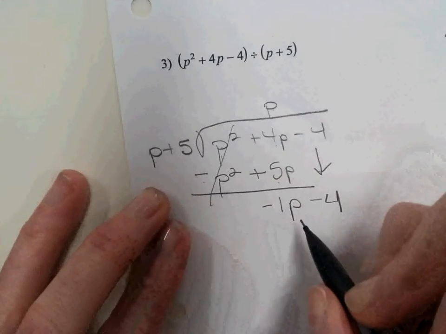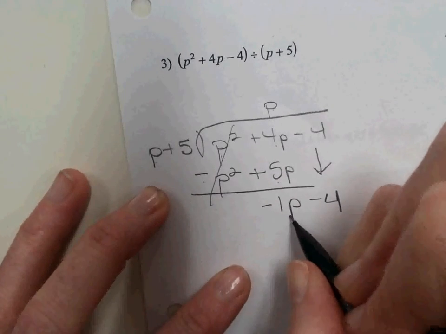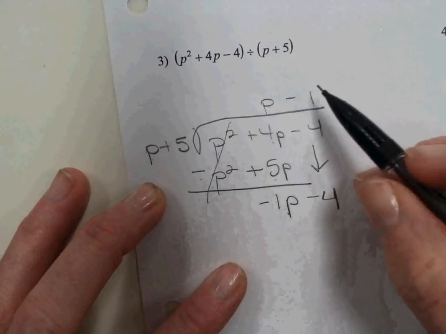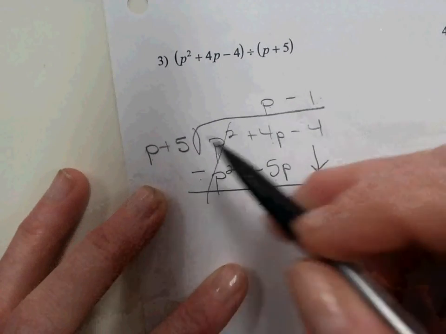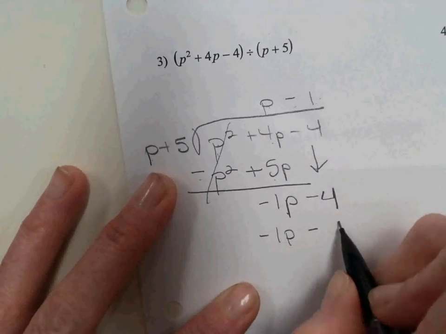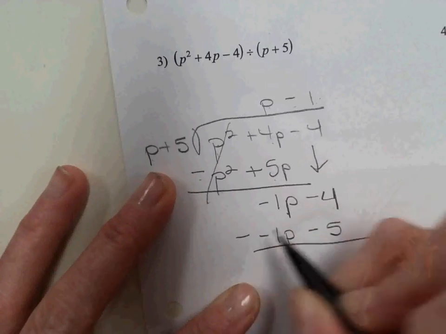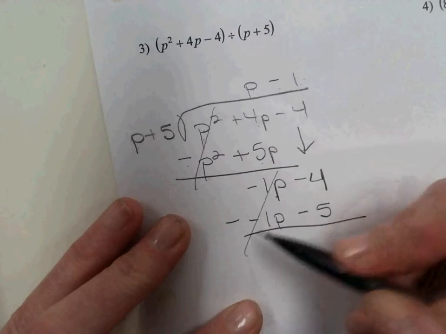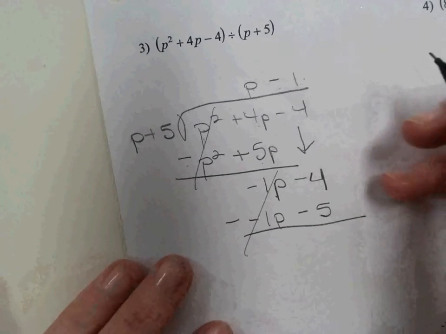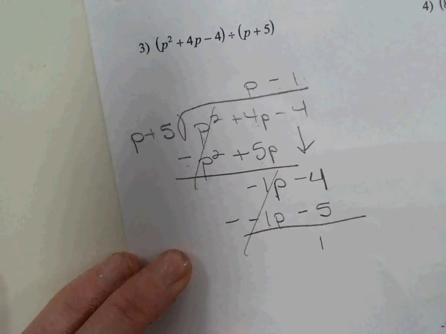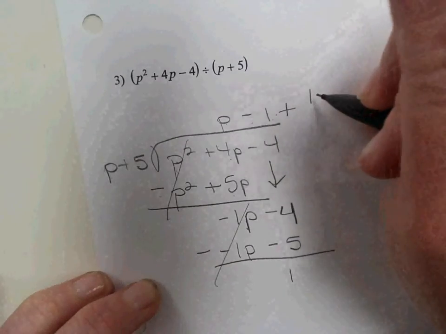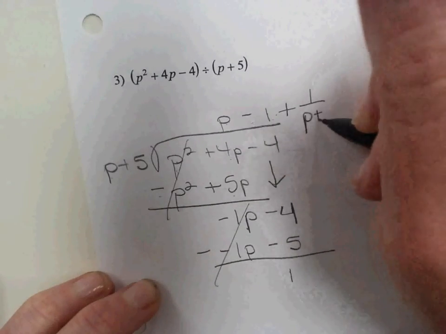And then p times what is negative 1p? Negative 1. And then we multiply: negative 1 times p is negative 1p, and negative 1 times 5 is minus 5. Subtract. First two terms go away. Negative 4 minus negative 5, so it's like a plus 5, positive 1. So again, remember to put the plus symbol, and it's going to be 1 over p plus 5.